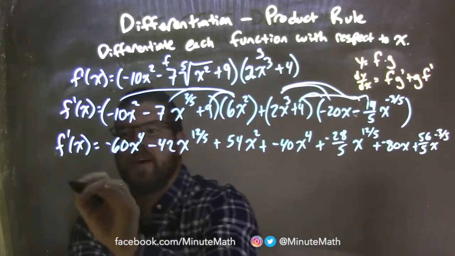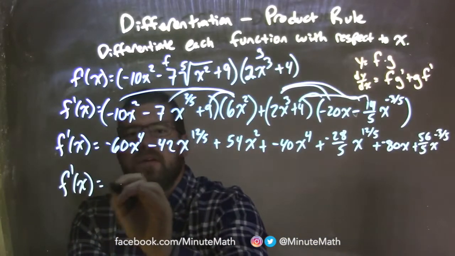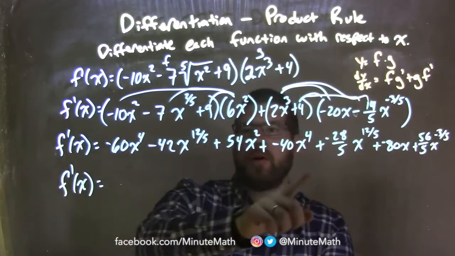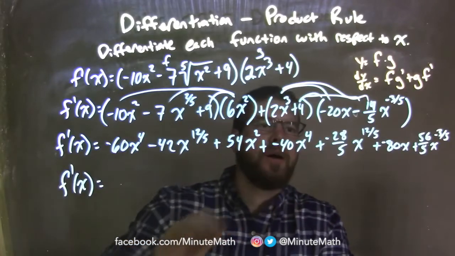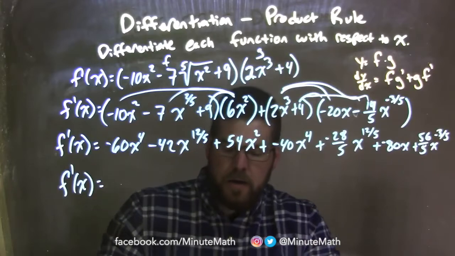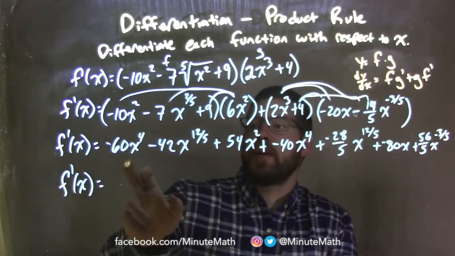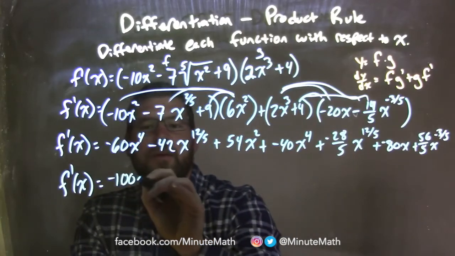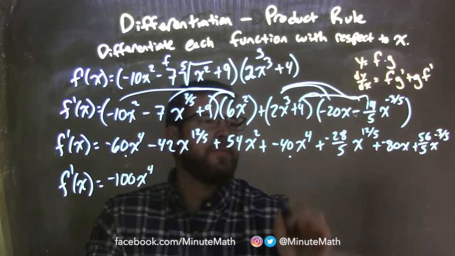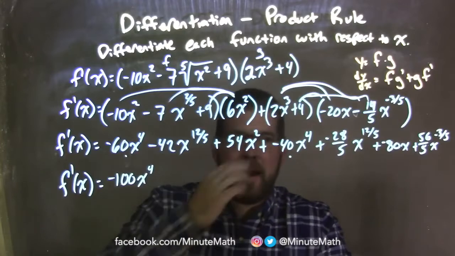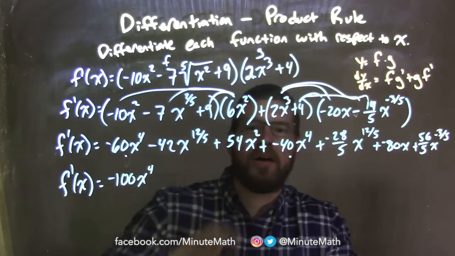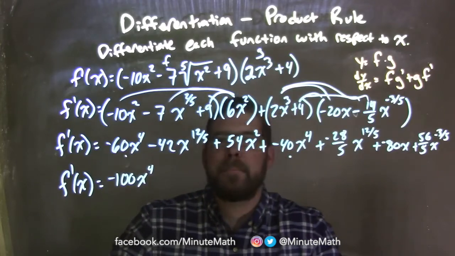Highest degree first, okay? F prime of x, highest degree first. The highest degree I see is to the fourth power, right? So we have negative 60x to the fourth and negative 40x to the fourth. We have a negative 100x to the fourth. Combine the two right there. I don't see anything else with the fourth power. The next highest degree is actually our fraction right here. 12/5 is a little higher than second power. So we're going to combine them together.